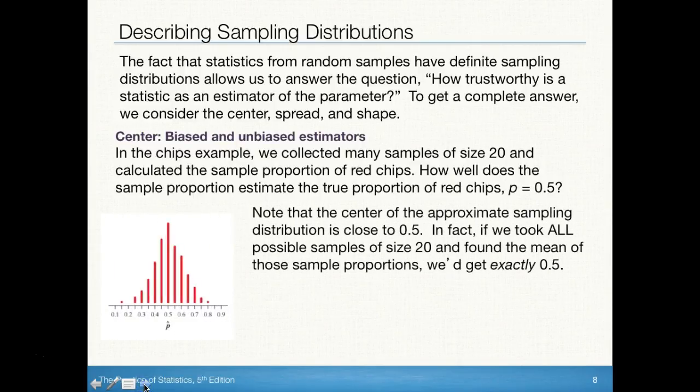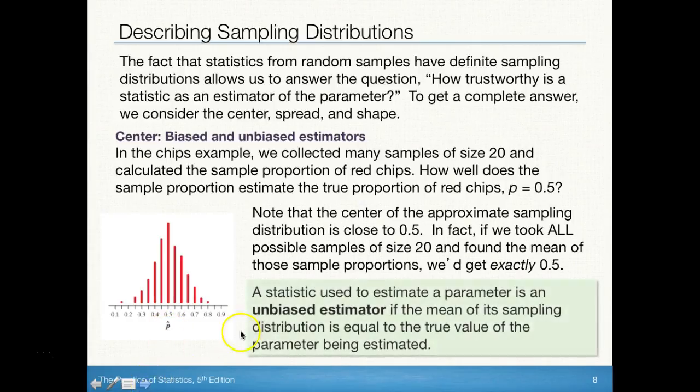So let's think back to the chip example here. Notice that in our chip example, the red chips and blue chips, we knew the truth. We knew that there was 50% red. Notice where our sampling distribution is centered. Our sampling distribution is centered at 0.50 or 50%, right? Because this is centered at the truth, this is called an unbiased estimator. Because the mean of this distribution is 0.5, the center of this distribution is 0.5, and the true value of the population proportion was 0.5, this is considered an unbiased estimator.